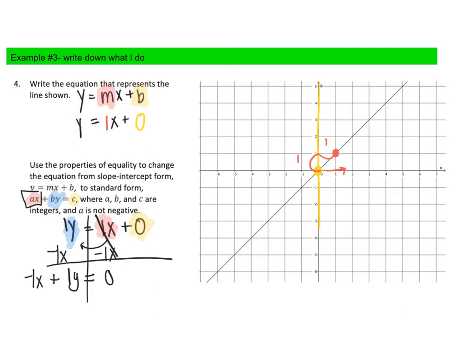Now the last thing I need to do here is take away this negative, because it says a should not be negative. And so I'm going to make sure that a is not negative. Right now this is my a, ax. So I want to turn that into a positive. Now if I turn that into a positive 1x, then everything else has to change to the opposite as well. So positive 1x, well, this becomes negative 1y. And there's no such thing as the opposite of 0. It just remains 0. So my equation in standard form is 1x plus negative 1y equals 0.